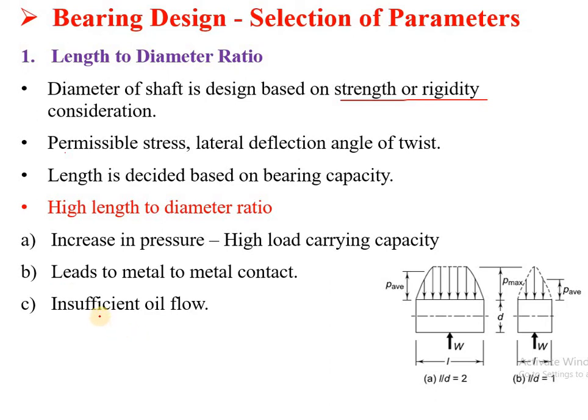Now, next is, in case of high length to diameter ratio, it is not possible to supply a sufficient amount of oil throughout the journal or throughout the bearing. So, there is a problem of insufficient oil flow.